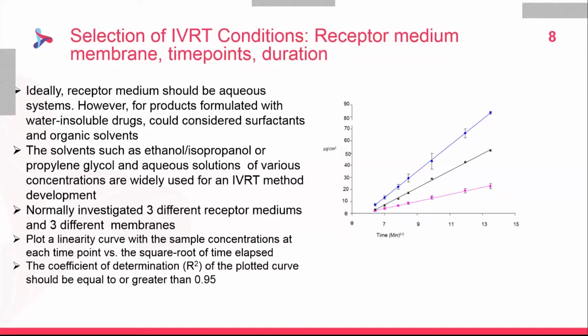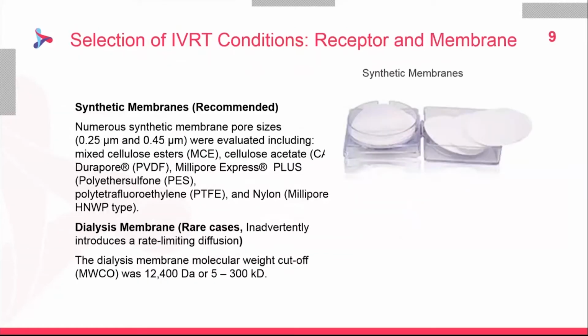IVRT is not expected to correlate with in vivo data. One practical consideration in choosing a receiving medium is that it allows a sufficient amount of the active ingredient to be released within a reasonable time period. Normally, we start with 3 different receptor solutions and 3 different membranes. The main considerations, besides solubility, are good linearity, R-squared more than 0.97 or higher, as discussed, and smaller error bars, meaning cell-to-cell variability.